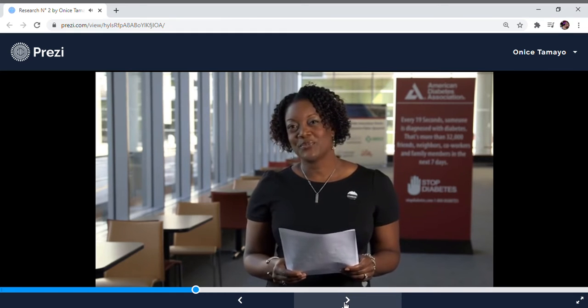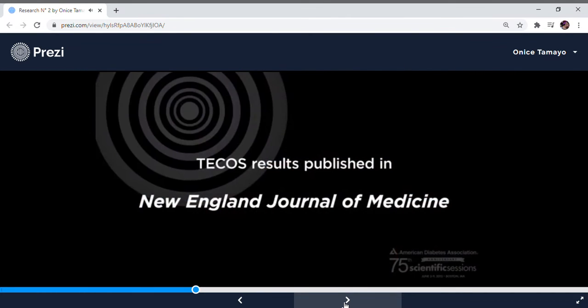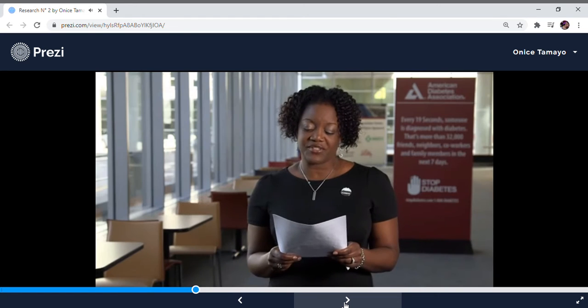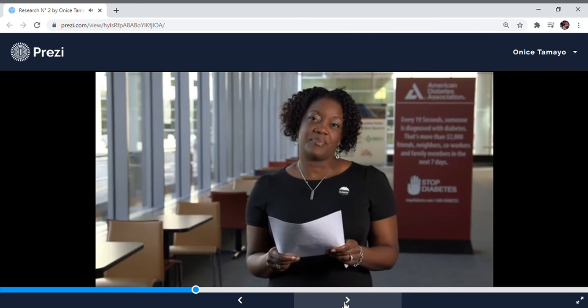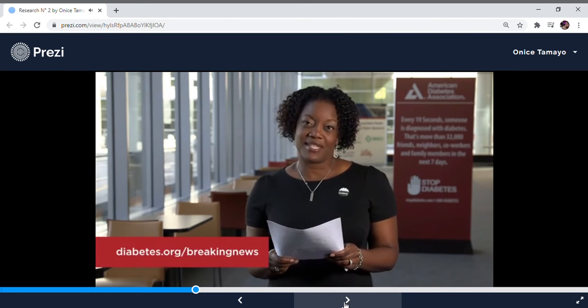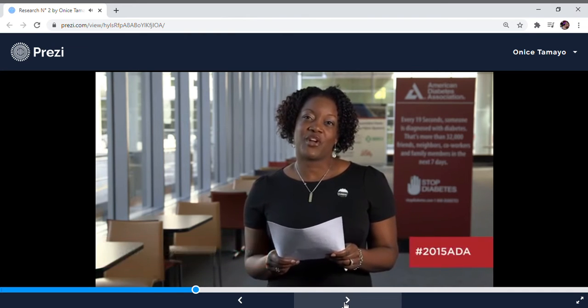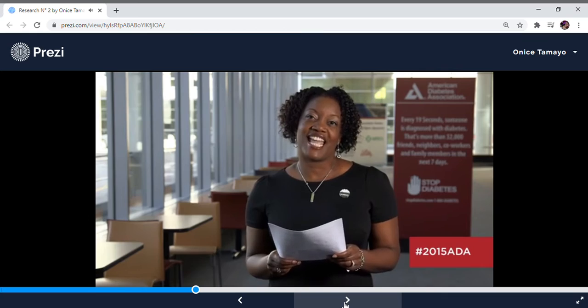To view this press release online, visit the newsroom section of our website, diabetes.org. The TECOS results will be published online in the New England Journal of Medicine as well. And for the latest coverage of diabetes research and updates from the 75th Scientific Sessions, visit diabetes.org/breakingnews, and on social media, use our hashtag 2015ADA.